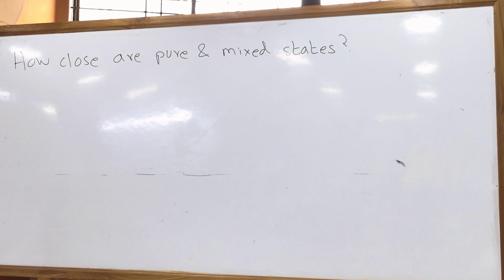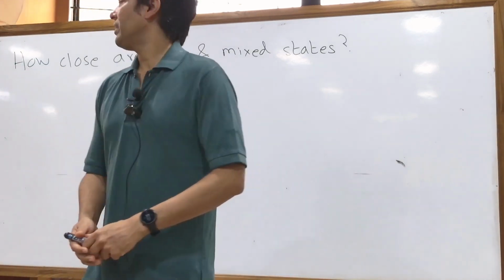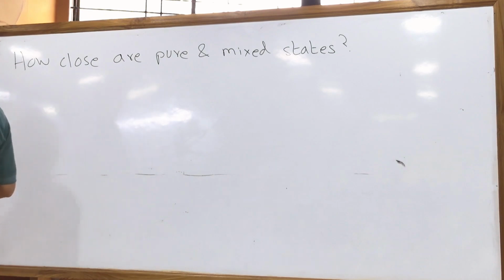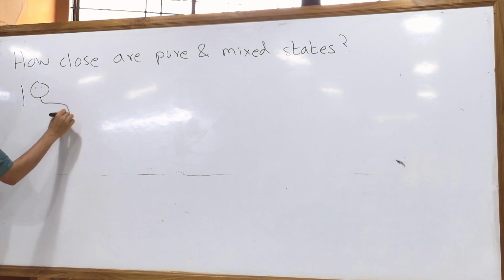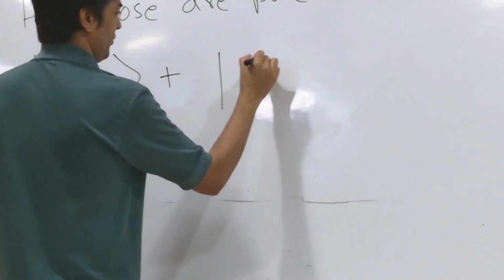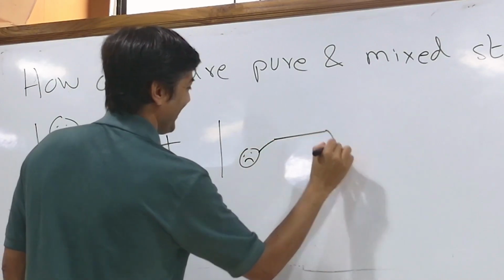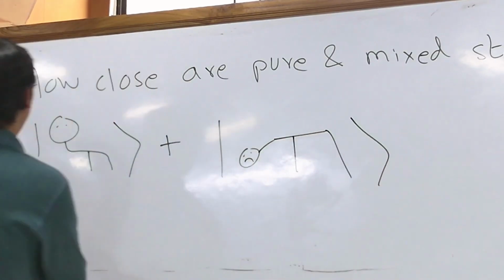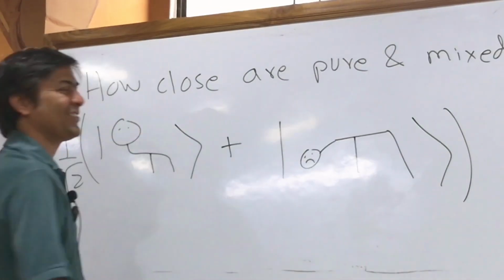Okay, so in quantum mechanics, there are two kinds of states we can consider. For instance, imagine that you have Schrodinger's cat state, right? So you can have a cat which is alive, and you can have a cat which is dead. So this is a Schrodinger cat state.